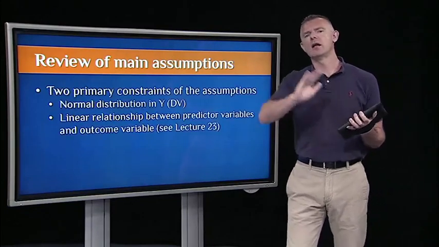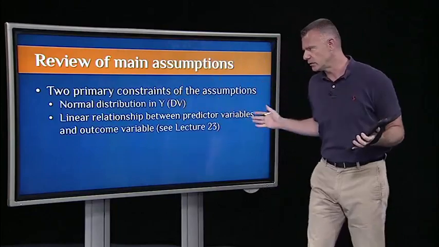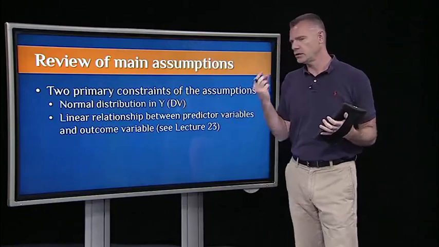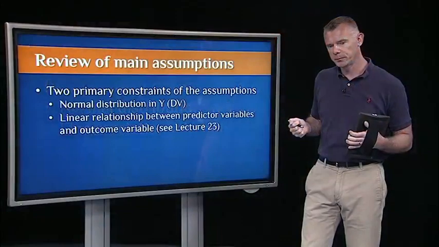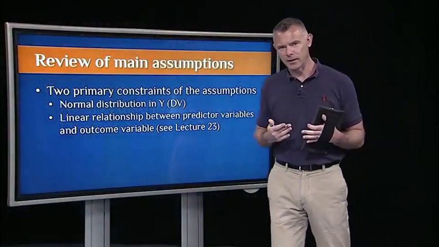So if we look across all of those assumptions and all of the procedures that we covered in this course, there are two that really stand out that set some primary constraints on what we can and cannot do with the types of procedures that I've covered. The two main constraints are the normal distribution in the outcome measure or dependent variable, and the assumption of a linear relationship between the predictor variables and the outcome variable. What if we can't satisfy those assumptions?